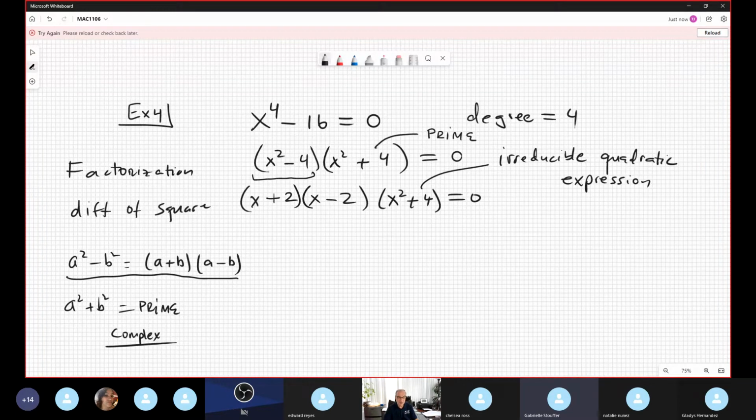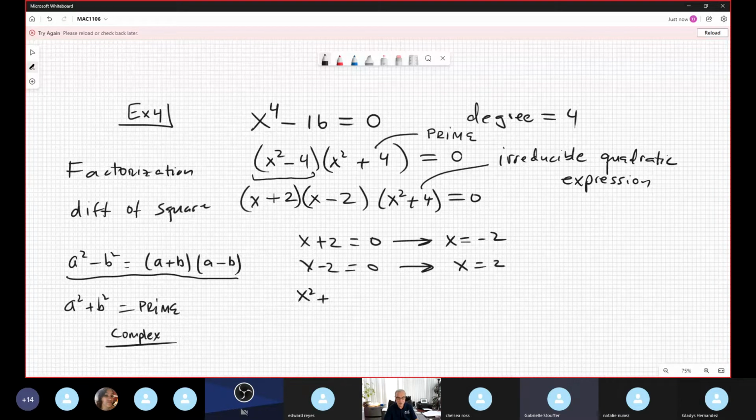Okay, now ready to apply the zero factor rule. The first is x plus 2 equals 0. Nice, it's real. By the way, it's negative 2. x minus 2 is equal to 0. The solution is positive 2. And the second is x squared plus 4 equal to 0. Wow, it's a quadratic equation. So I found inside the polynomial equation of degree 4, one quadratic equation. Now, it's easy, you're solving.